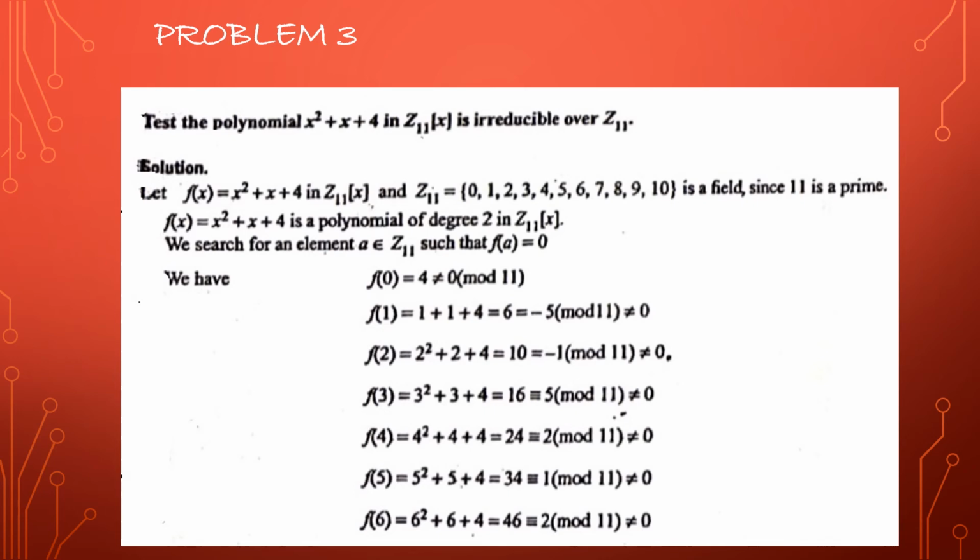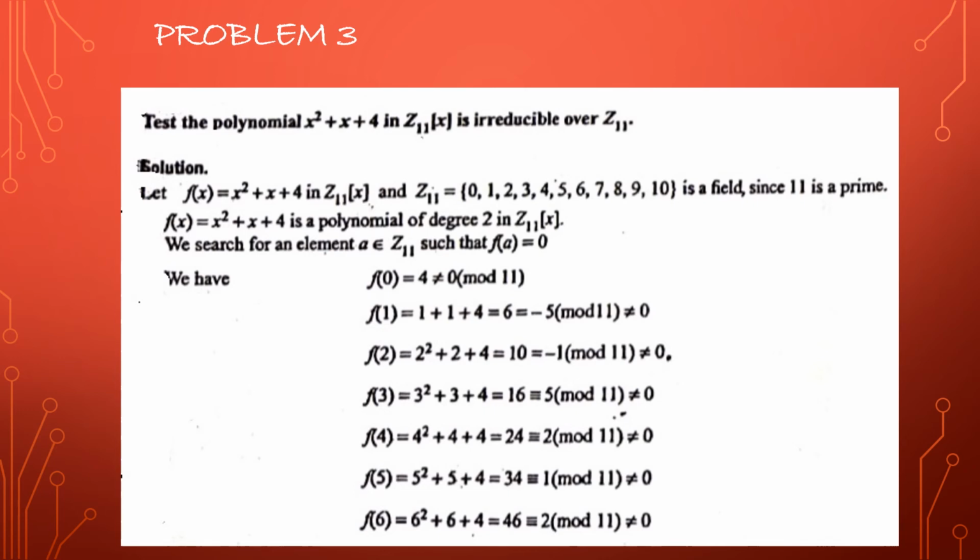And f of 5 is equal to 5 squared plus 5 plus 4, which is 34, congruent to 34 minus 33, so the remainder will be 1, which is not equal to 0 again. So again we move on to f of 6.